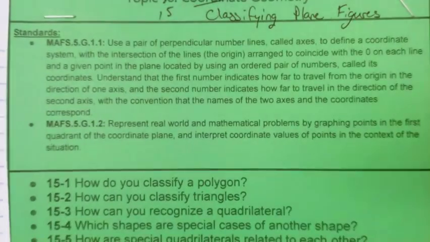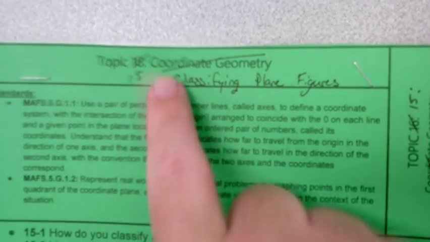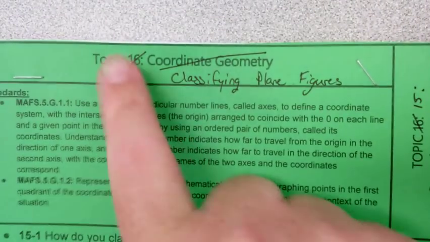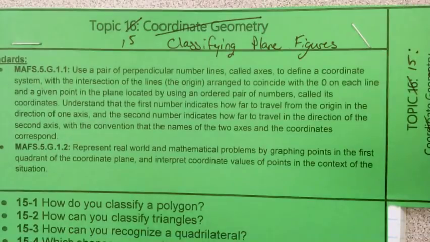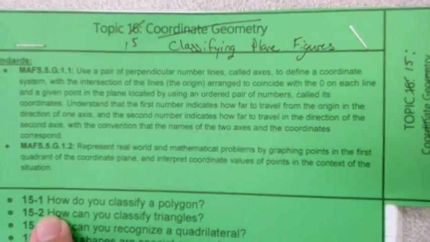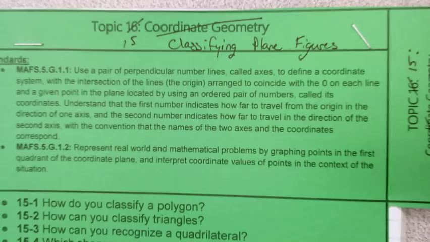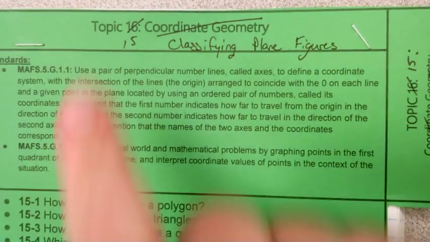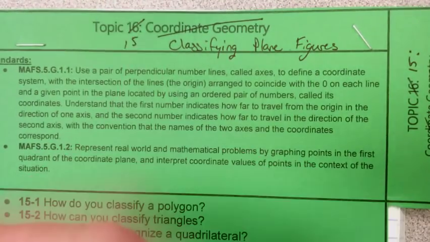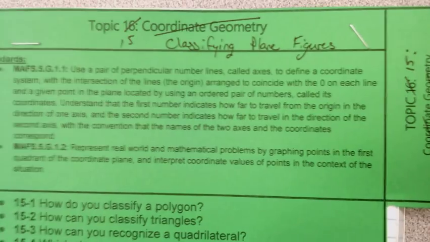The first thing I want to point out is you guys should have your topic 15 divided. Now remember, there was a little mistake on the top. Even though it says topic 16, if we look down at the first essential question, it's going to be 15-1. So that's how we can tell it's topic 15. I went ahead and crossed out 16 and put 15. That's really up to you guys.